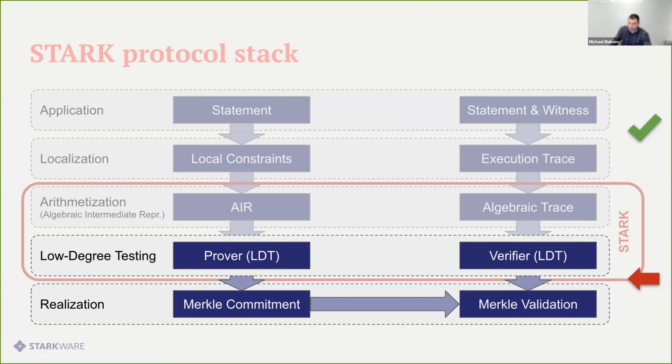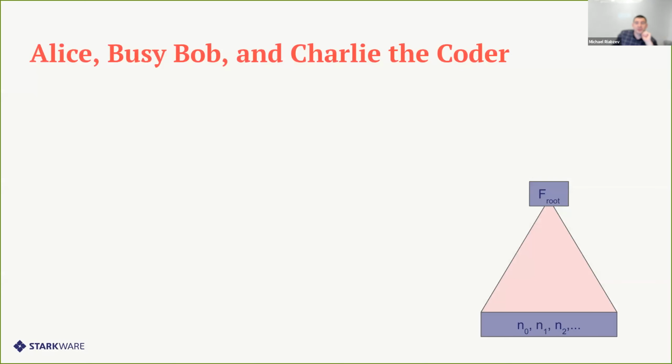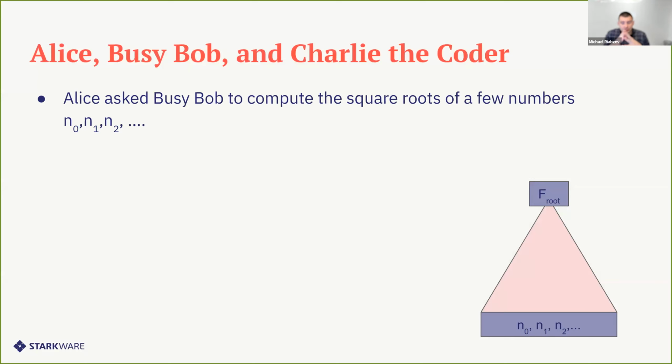So now we will continue from the lower area of the stack, low degree testing and realization. And we will do it with a story about Alice, Busy Bob, and Charlie the coder. So Alice is a manager. She's asking Busy Bob to compute the square roots of a few numbers. But the issue is that there are many numbers, 2 to the 50 numbers, it's a lot. It would take Busy Bob a lot of time.